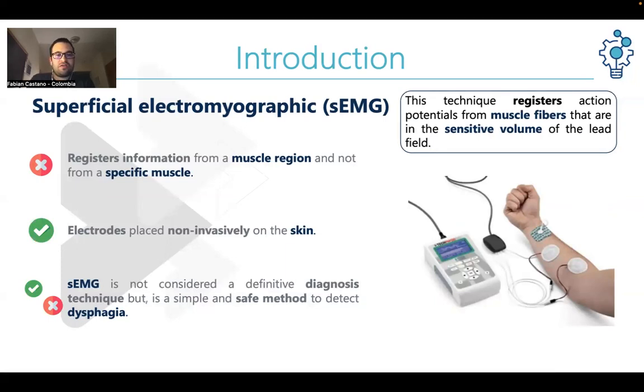the registered information from the muscle region is not from a specific muscle. That's why superficial electromyography leads to some problems in the treatment, because of the lack of specificity.